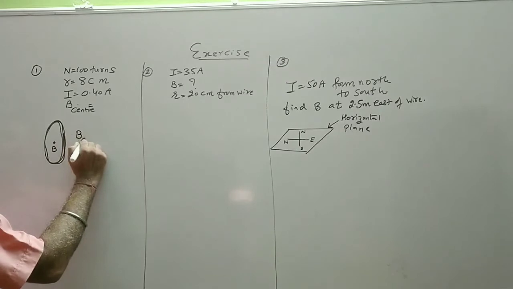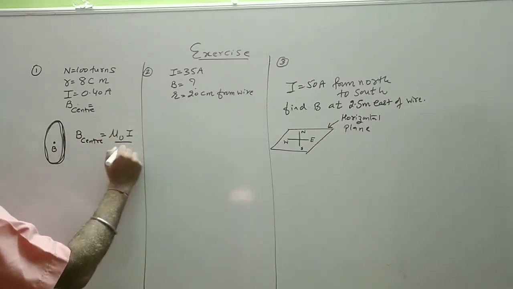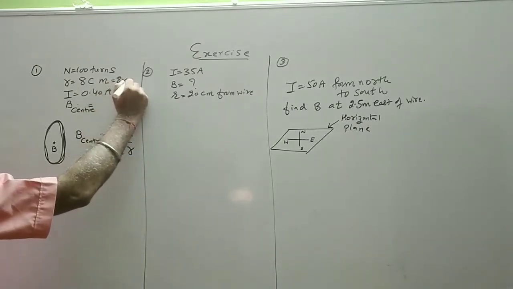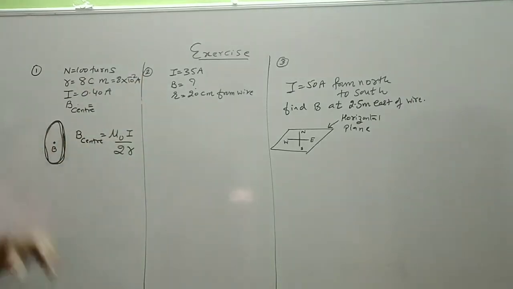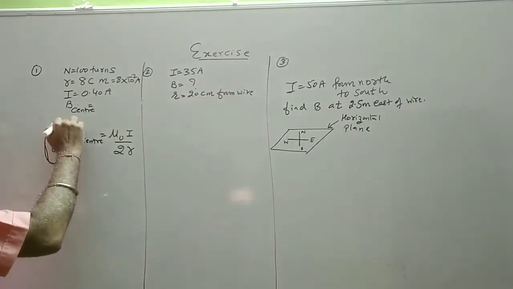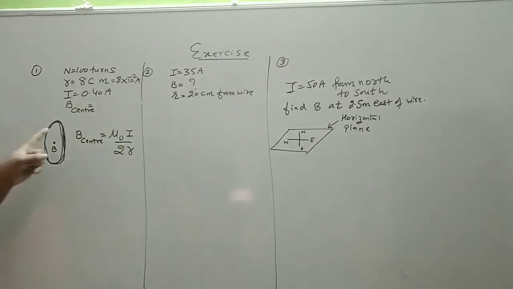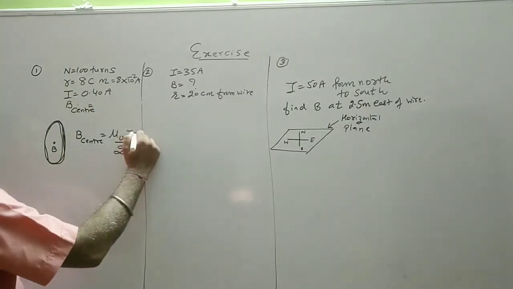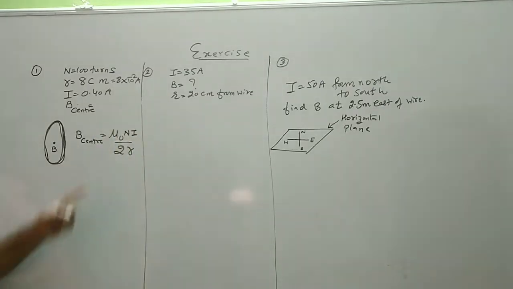So the direct formula, we know that B center is equal to mu naught I upon 2R. All the values are given. You substitute these values and find out the answer. So direct application of B center. Now this was the formula when we have considered only 1 turn. There are 100 turns. So we multiply it by n. So in this situation, the formula becomes mu naught N I upon 2R.